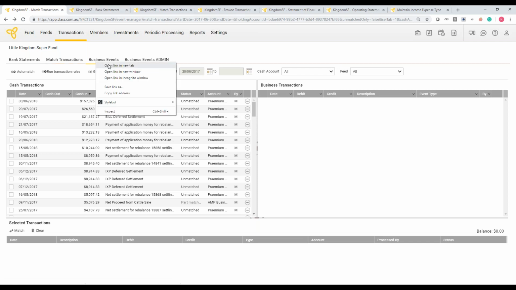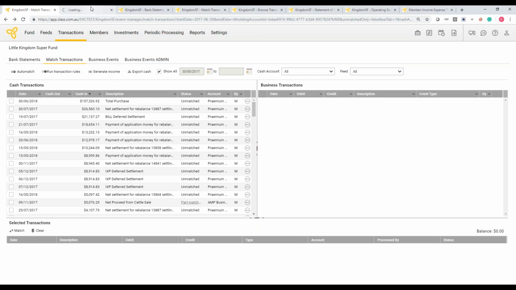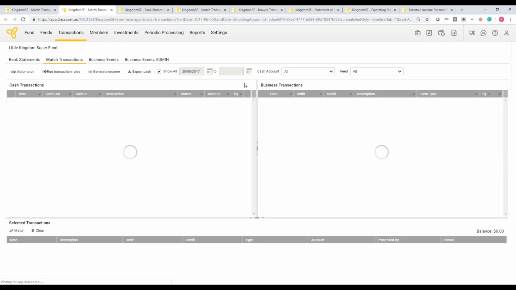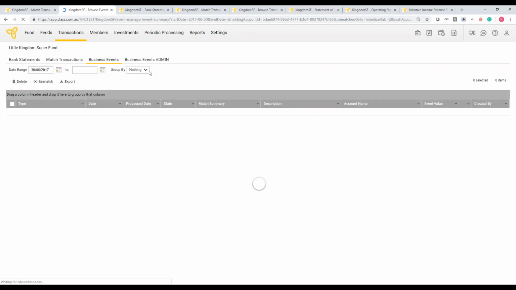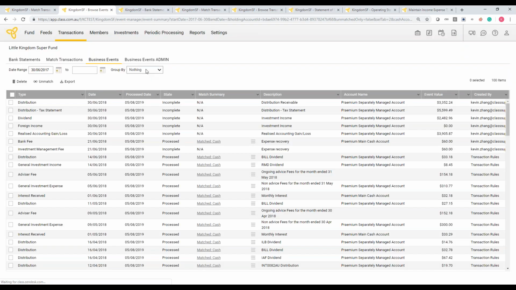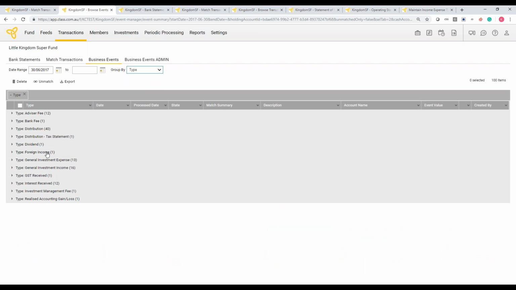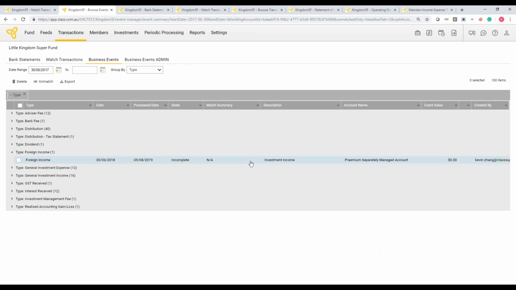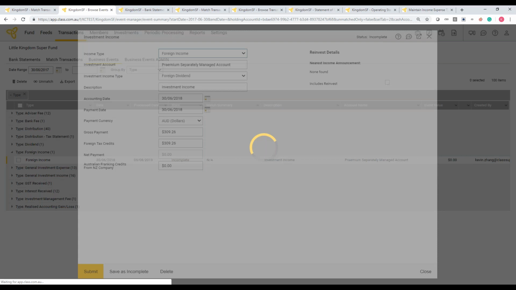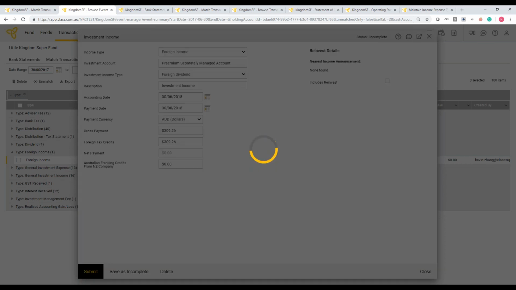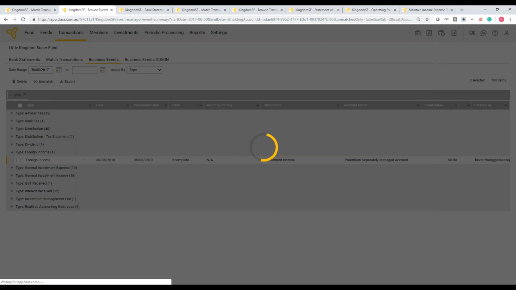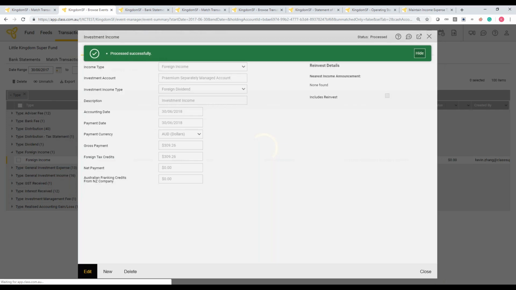Let me just open this in another tab. Business events. The good thing is I've already done most of them, it's just not submitted. So this is the foreign income that I processed. What you do is record foreign tax credits, with the gross amount matching exactly the same value as the foreign tax credits. The net amount is basically zero, nothing to be matched. Submit that. And that's it for the foreign side.